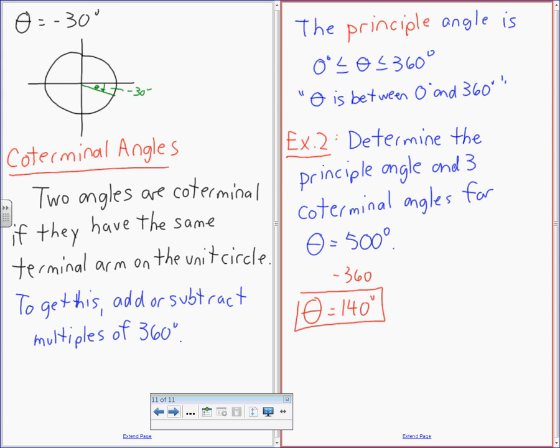So somebody tell me another coterminal angle to 500. Play along, please.